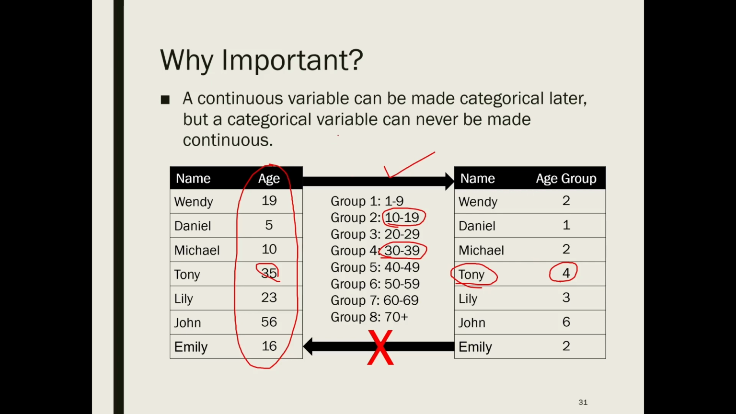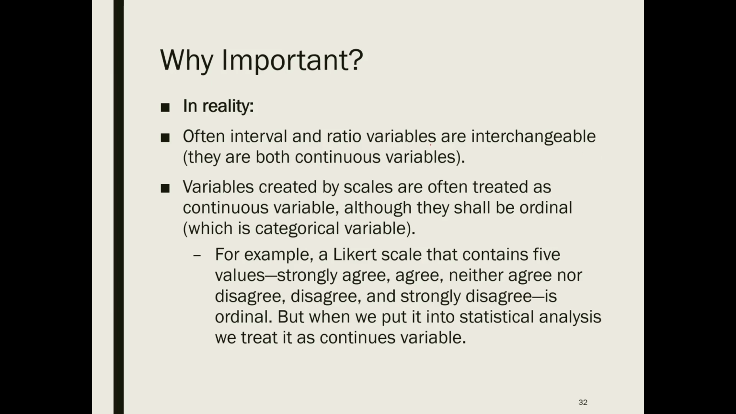Now, in practice we don't often see continuous variables categorized, but the possibility is there, which basically means we can do that, but we don't have to. However, if at the beginning you collect their age as a group, then it's really hard to go back to their own age as a ratio variable. So in practice, interval and ratio variables are interchangeable, or continuous variables. Most likely we divide things into categorical variables or continuous variables.